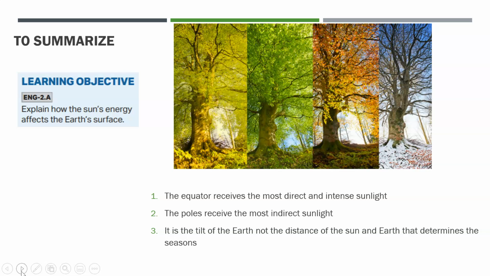So to summarize, we can explain how the sun's energy affects the Earth's surface: the equator receives the most direct and intense sunlight, the poles receive the most indirect sunlight, and it's the tilt of the Earth, not the distance between the sun and the Earth, that determines our seasons.